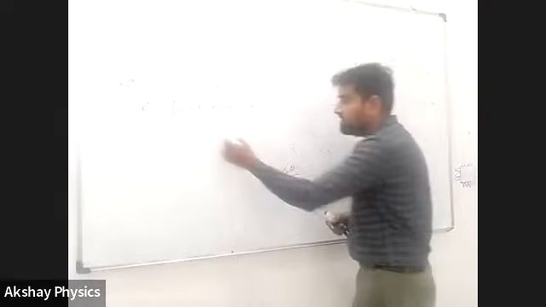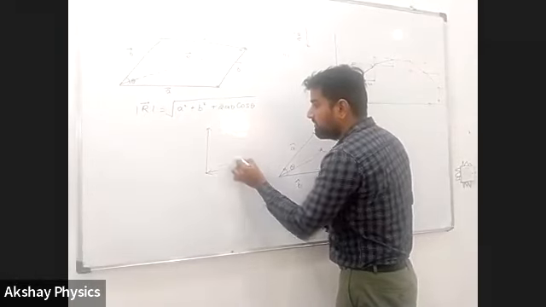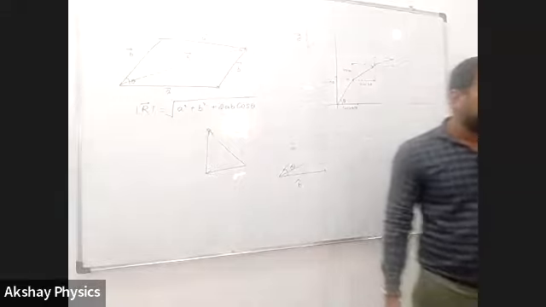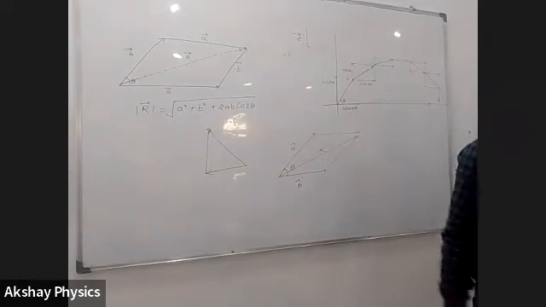Like if there is one vector in this direction, a second vector in this direction, and a third vector, the resultant vector will be this. This is the triangle law of vector addition. You can say trigonometric method, or you can call it the triangle law of vector addition.